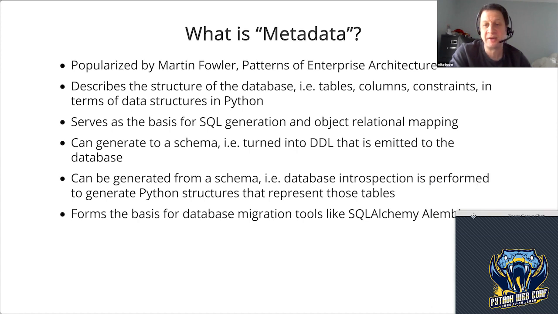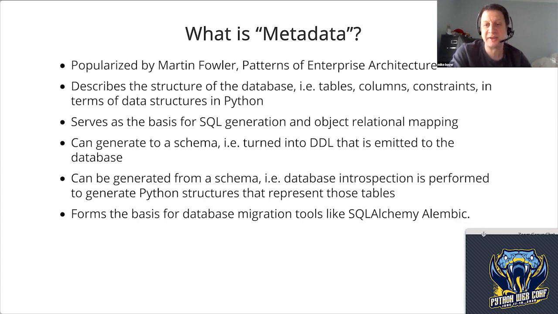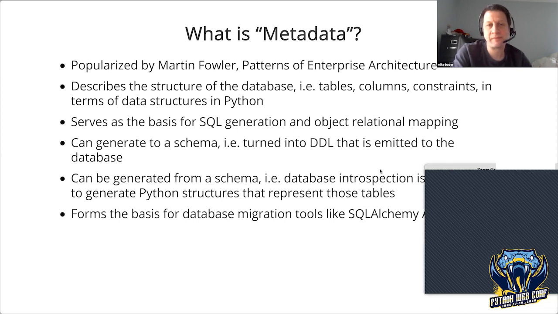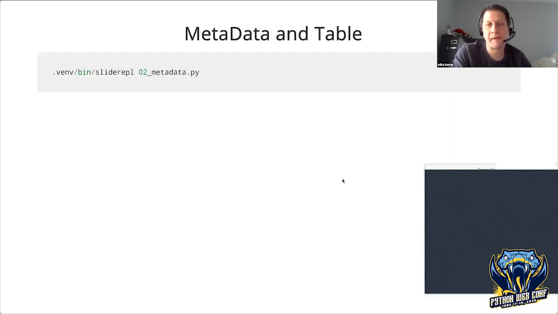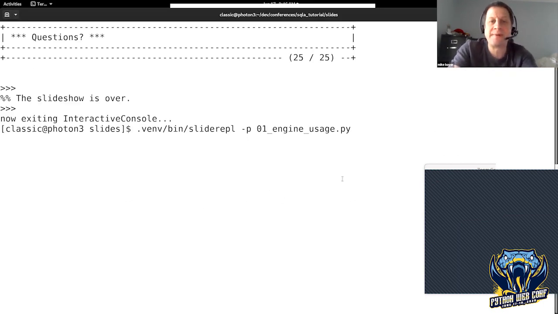So let me move the square. There's Alembic. You can see the word Alembic. That's our migration tool. Click. And then we can show some metadata stuff.